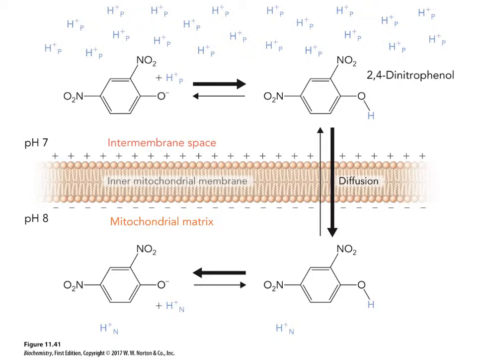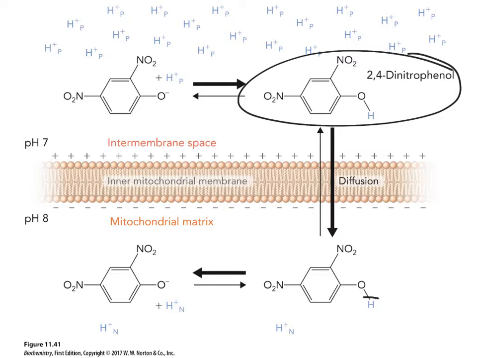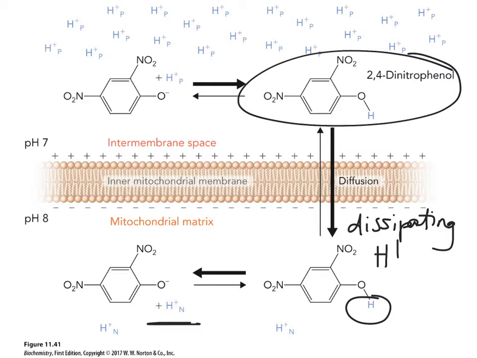This slide is showing you how 2,4-dinitrophenol is used as an uncoupler. So 2,4-dinitrophenol can pass through the inner mitochondrial membrane. When it does this, it brings a hydrogen with it. This hydrogen can dissociate into the matrix side, thereby dissipating the proton gradient.